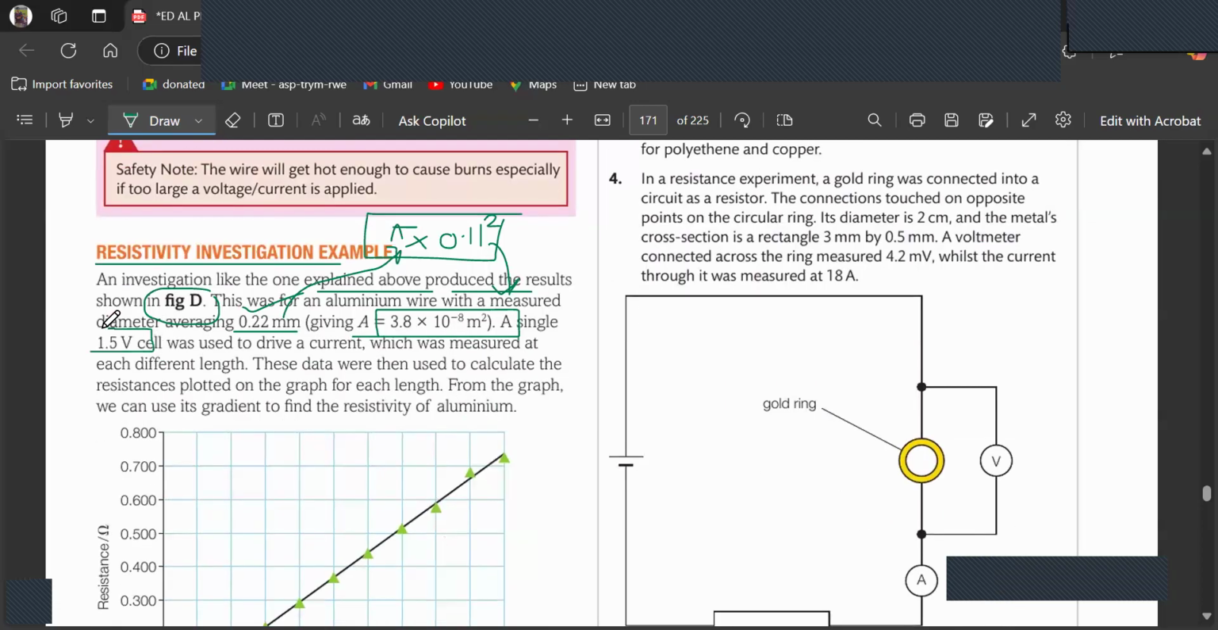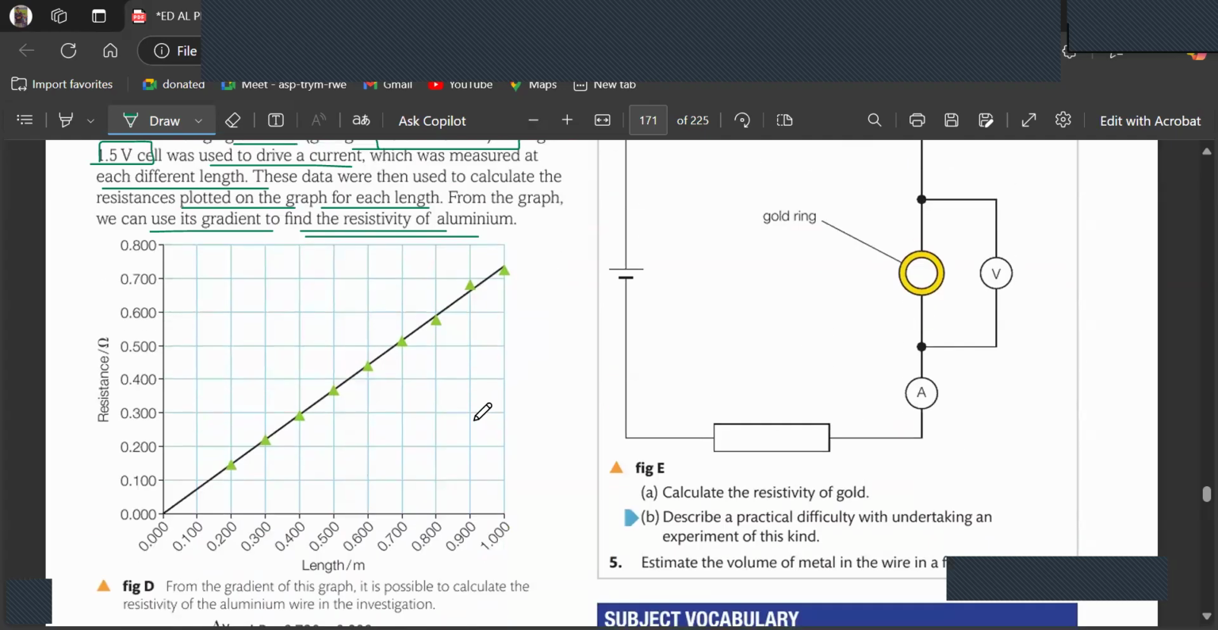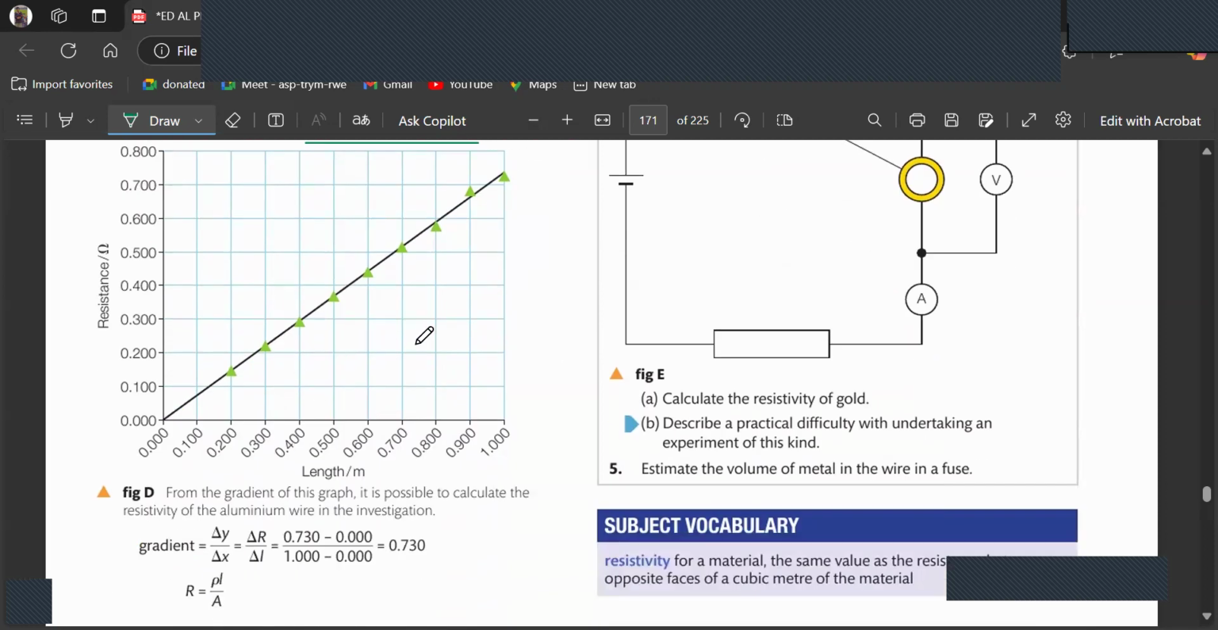A single 1.5 volt cell was used to drive the current, which was measured at each different length. These data were then used to calculate the resistances, plotted on the graph for each length. And from the graph, we can now use its gradient to find the resistivity of aluminium. So how does this graph show the resistivity of aluminium?